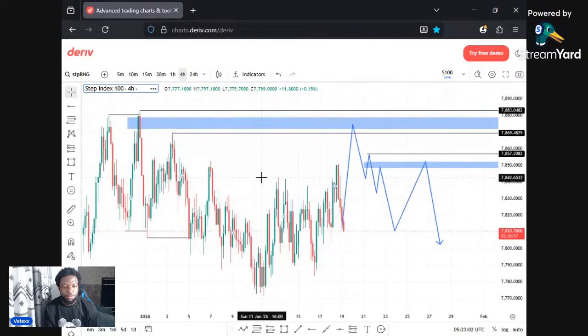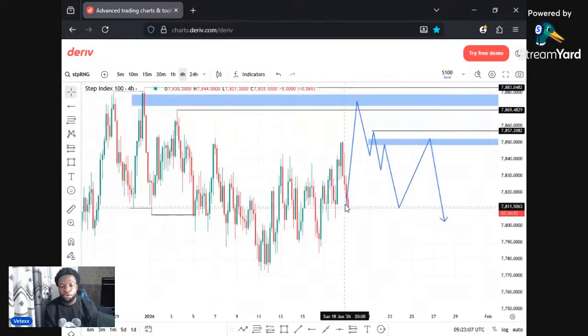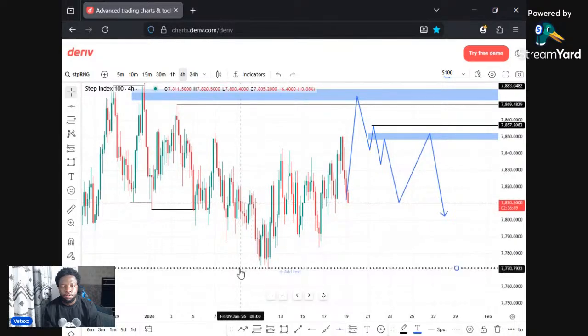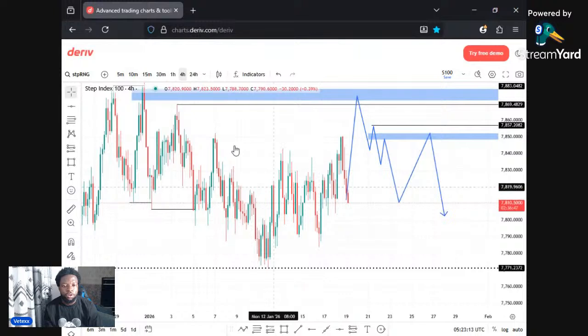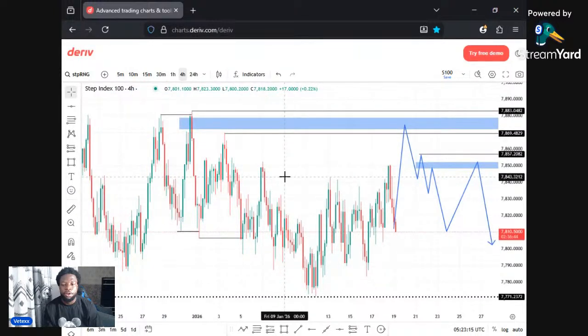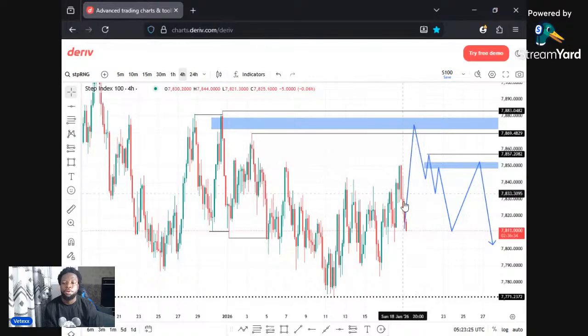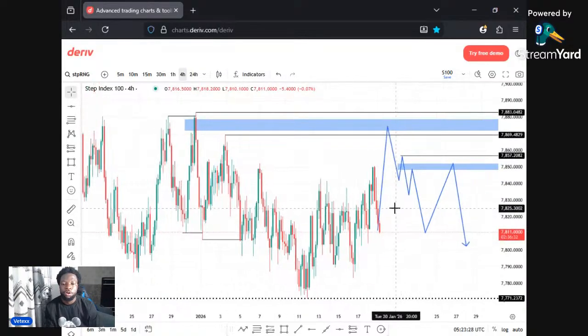once price taps into this zone on the 4-hour time frame, it is going to give us up to 3 to 4 continuations before taking out this initial target on the 4-hour time frame. So what we do is that once price taps into our zone on the 4-hour time frame, we don't take any trade on the 4-hour time frame because of drawdown. So we go to the lower time frame so that we can take more continuation. Currently there is no continuation on Step 100 Index.